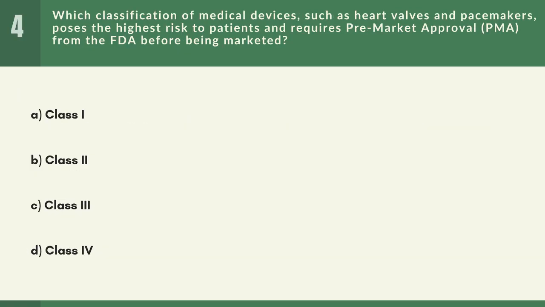Question 4. Which classification of medical devices, such as heart valves and pacemakers, poses the highest risk to patients and requires pre-market approval, PMA, from the FDA before being marketed? A. Class 1. B. Class 2. C. Class 3. D. Class 4.